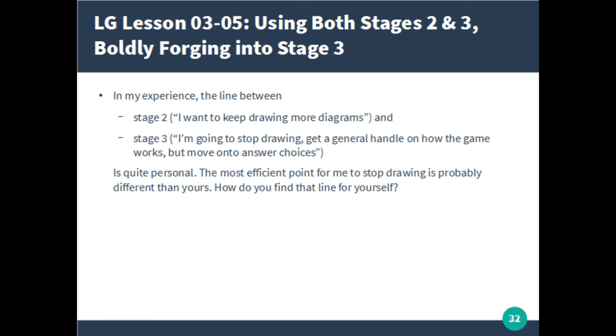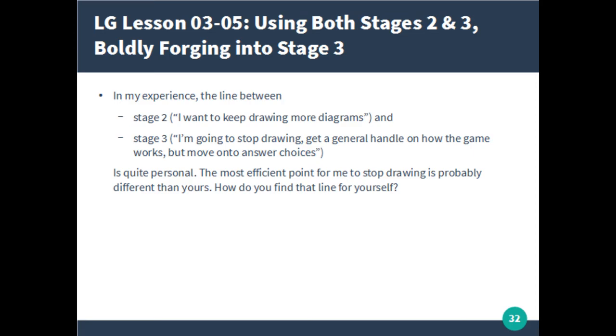So the question now remains, well, how do you find that line? I've showed you my line, which is anything that exceeds 3 pictures, I just refuse to do for stage 2. So the moment I hit 3 pictures, I'm like, okay, this is a trap. I'm just going to focus only on the rules, not on actually spinning out possibilities, and then move into stage 3. That's where the line is for me. But I just told you that may, and most likely is not, the line for you. How do you find your line?